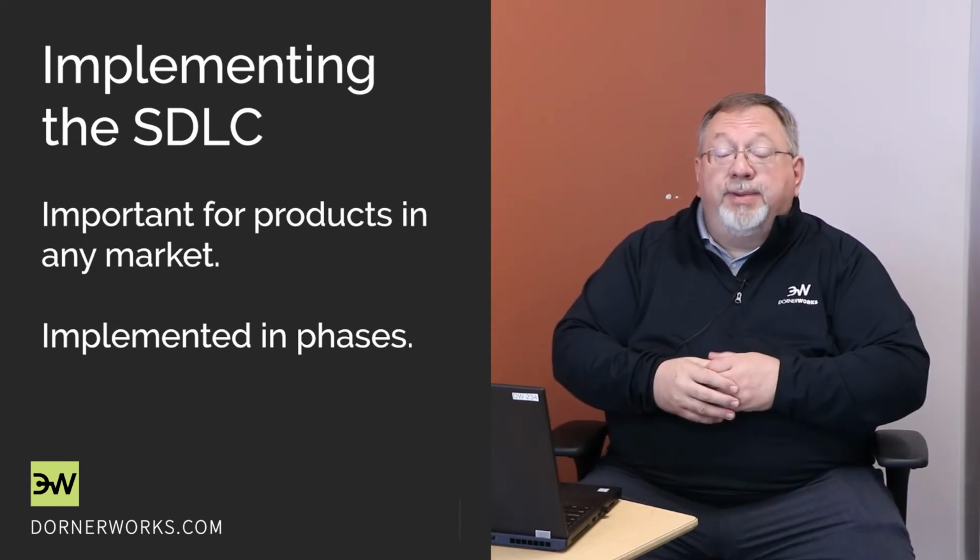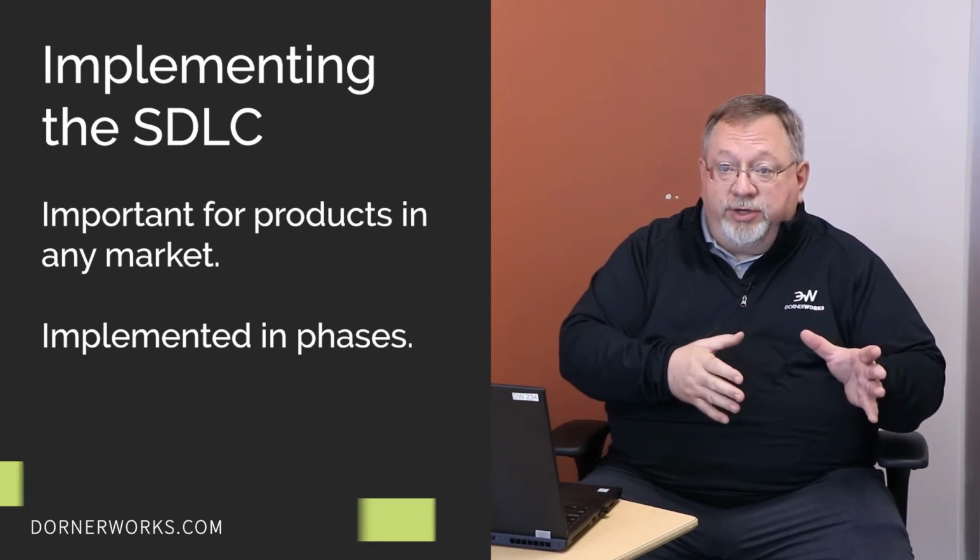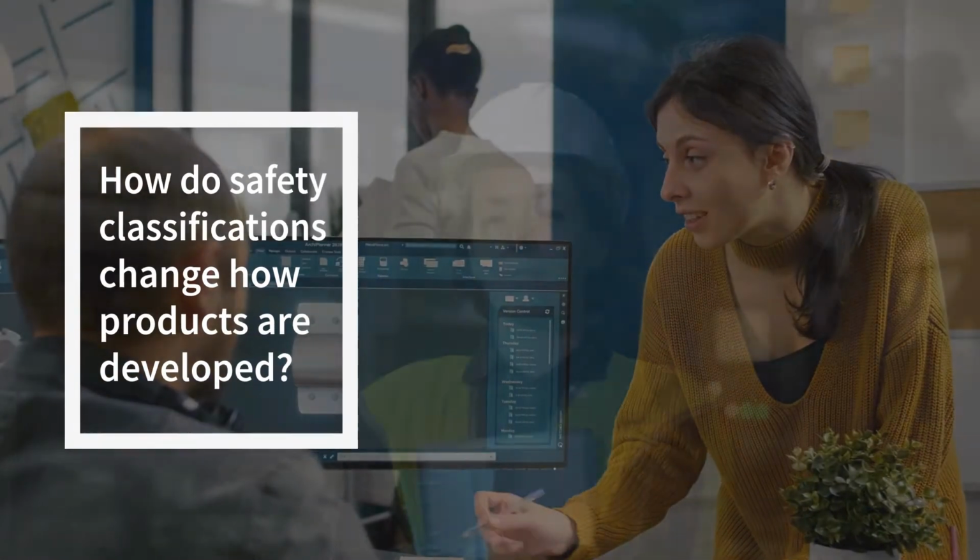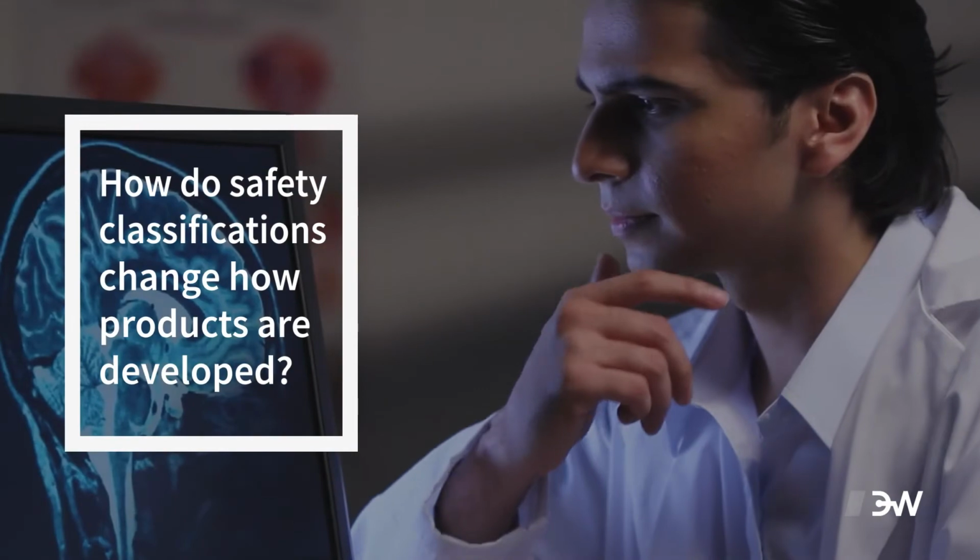And that's based on the safety classification of the software. How do safety classifications change how products are developed? In the case of Medical Solutions Group, we look to the standard IEC 62304, and that defines 3 classifications of safety, depending on how much harm can come to the customer as a result of the software failing.